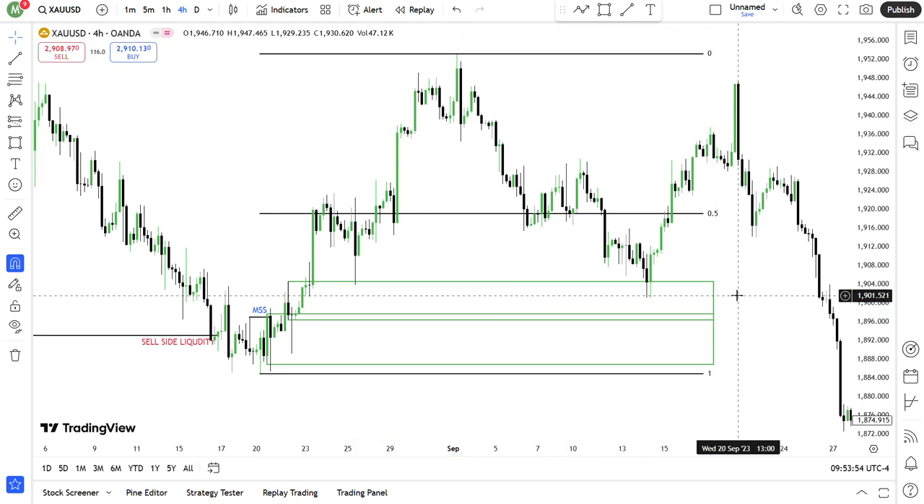So in this video, I have given examples of what is meant by bullish dealing range and what is meant by bearish dealing range. I have taught you about bullish and bearish dealing range. In the next video, I am going to teach about what is meant by external range liquidity and internal range liquidity.